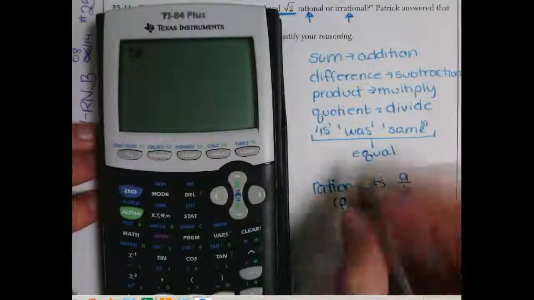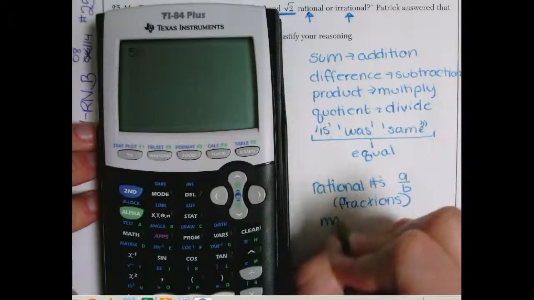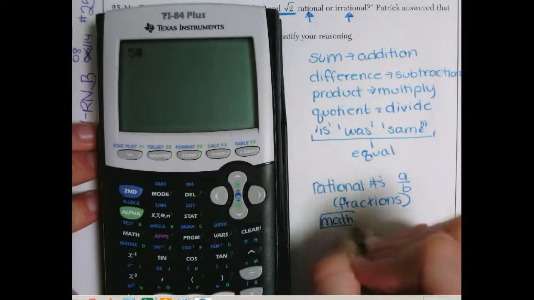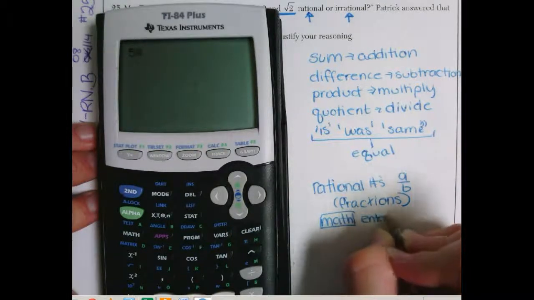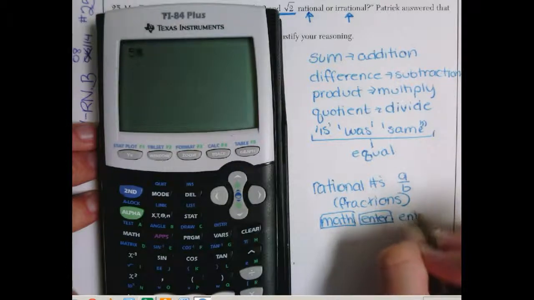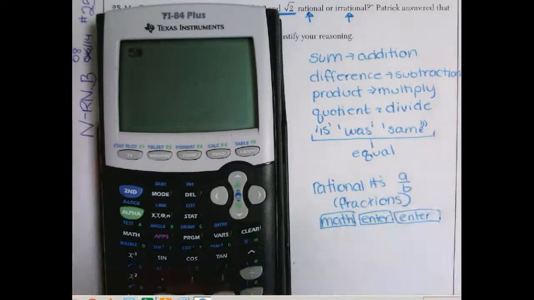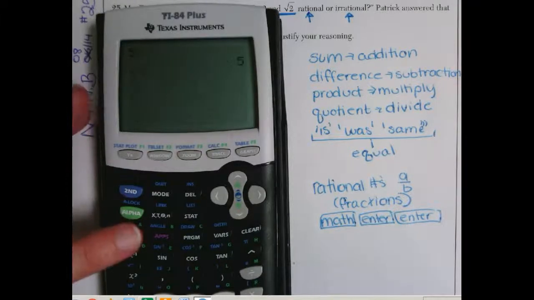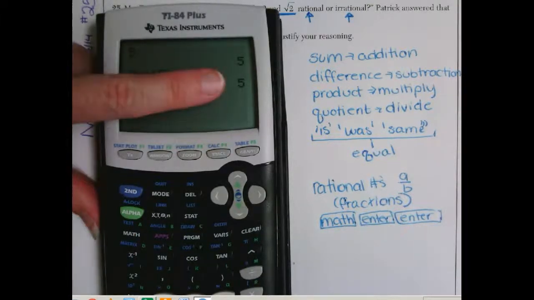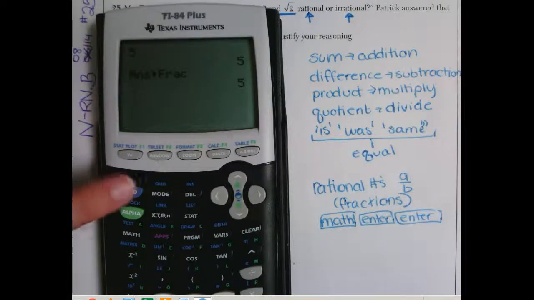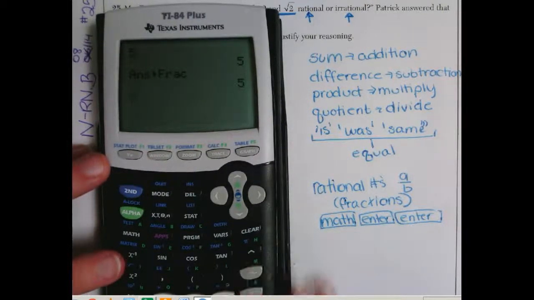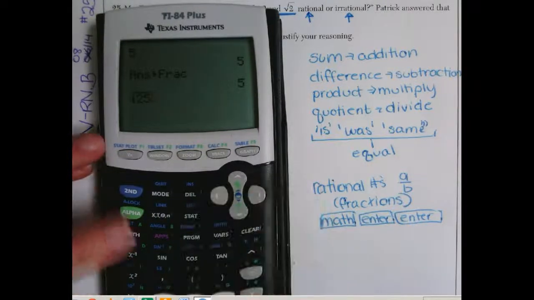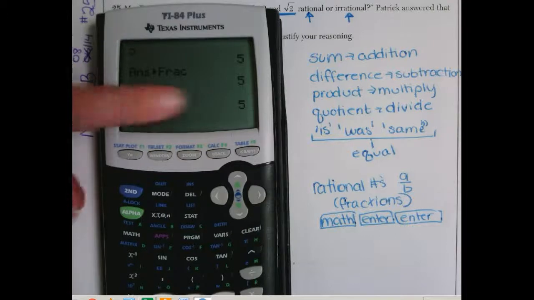Now, a way to convert to fractions, if you don't remember, is just to hit Math, Enter, Enter. Okay? So, if I hit Enter, and then I hit Math, Enter, Enter, I still get 5. I don't get a crazy looking decimal. If I do the square root of 25, and I want to have it converted to a fraction, I still get 5. I don't get a crazy decimal.